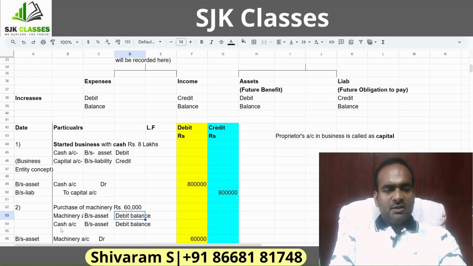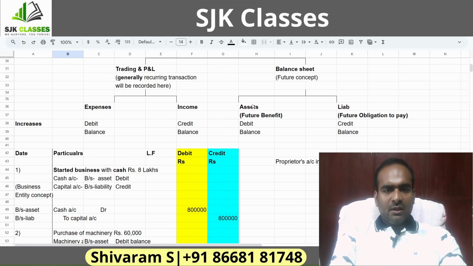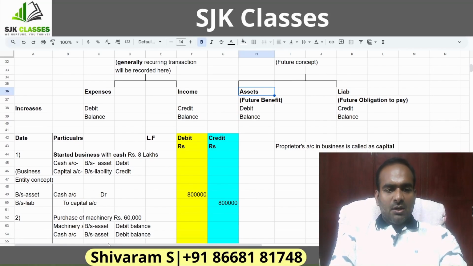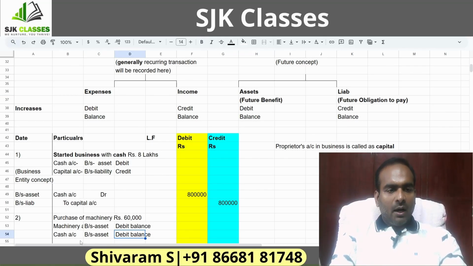And what is the other account involved here? Cash. Same logic. Cash is an asset for a business. Just now we saw this. Cash is an asset for the business. Asset has a debit balance. These are the default balances. You have to remember that. Now apply the modern rules of accounting and find out which account has to be debited and which account has to be credited.